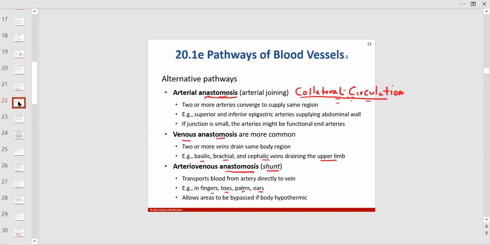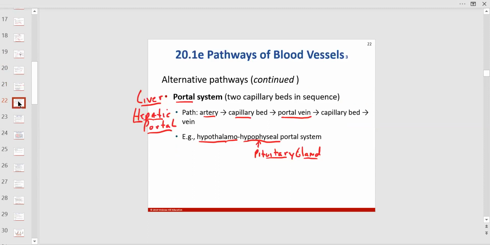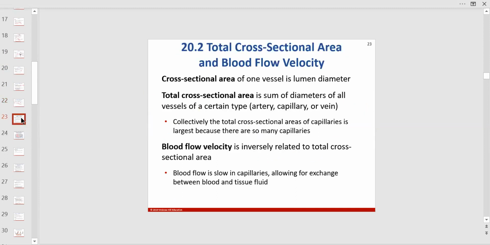Anastomosis, connection, and the portal system. It's a circulatory system within the circulatory system, especially the liver, which is the hepatic portal system, and the hypophyseal between the hypothalamus and the pituitary gland. Very big endocrine portal system.